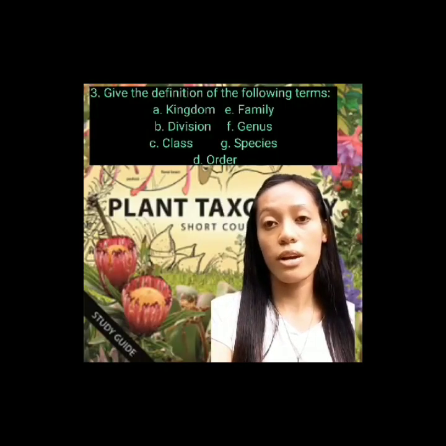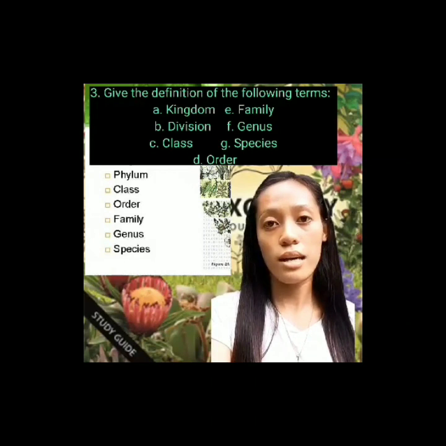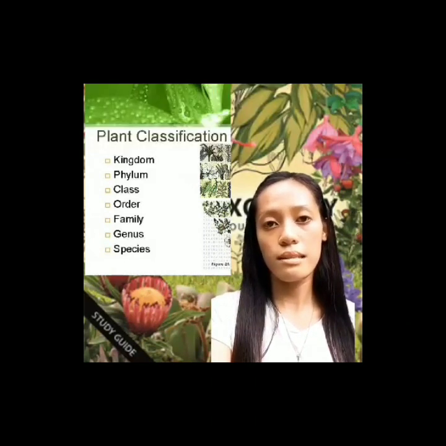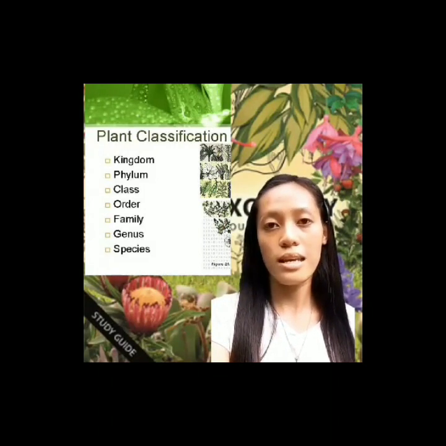Number 3. Give the definition of the following terms. A. Kingdom. B. Division. C. Class. D. Order. E. Family. F. Genus and species. The first one is kingdom. Kingdom is the highest level in classification: animal and plant kingdom. Division. The number of groups in this taxon is not fixed. It depends on the classification system.